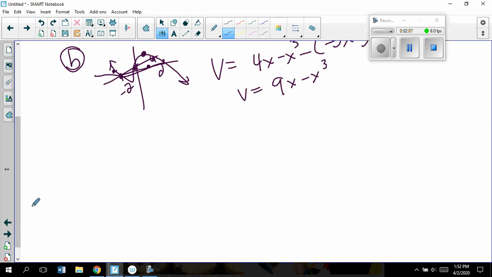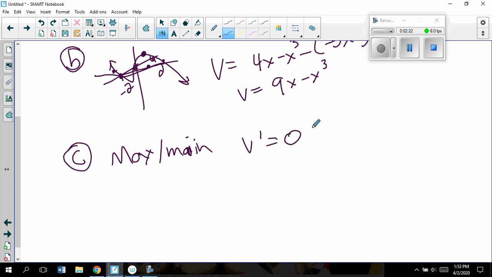We are going to see then, part C talks about where's your maximum vertical distance. Anytime you are asked for a max or a min, you need to find where your derivative equals 0, and that work has to be shown. Granted, this is a no calculator question, so you can't type it in anyway, but even if it was a calculator question, you have to show this work.